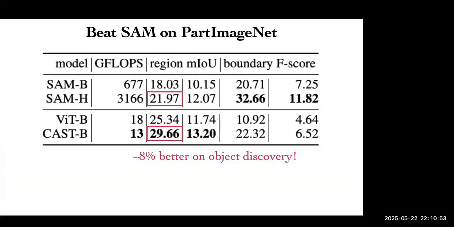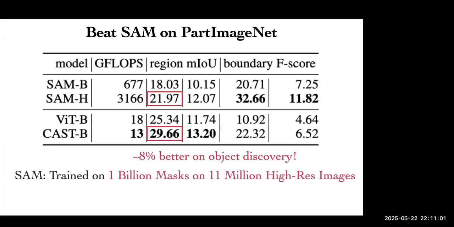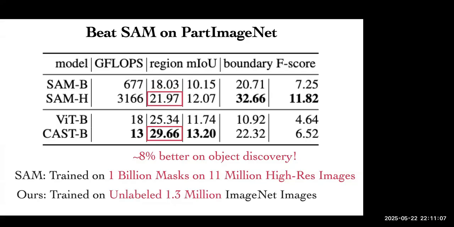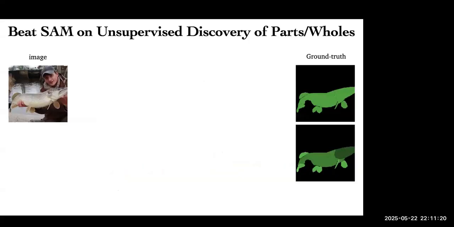Now, the highlight of our work is that we beat SAM on Part-ImageNet. On object discovery, these are the basic concepts. To remind you, SAM is trained on 1 billion masks on 11 million high-resolution images. Our model is trained on unlabeled 1.3 million ImageNet images. We are 8% better. For us, it's unsupervised object discovery. For SAM, it's zero-shot discovery.